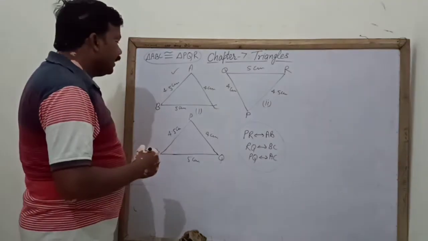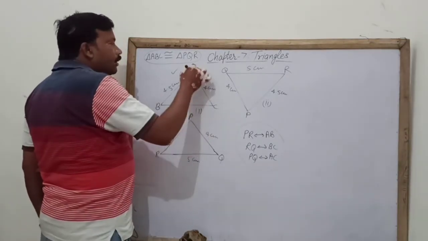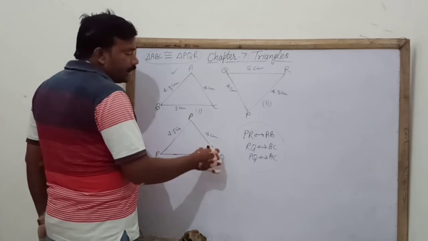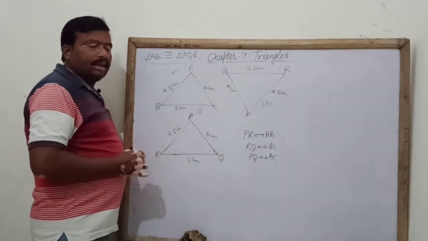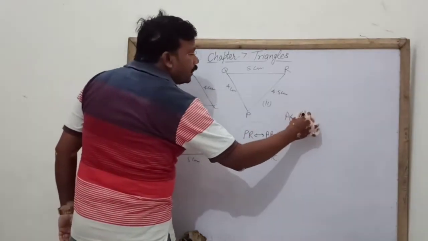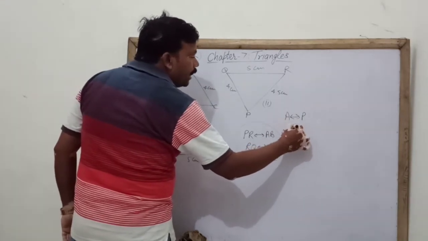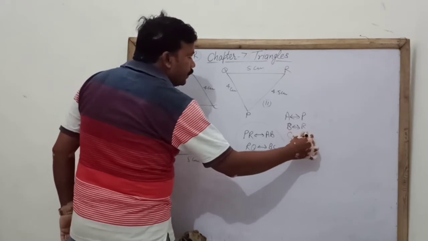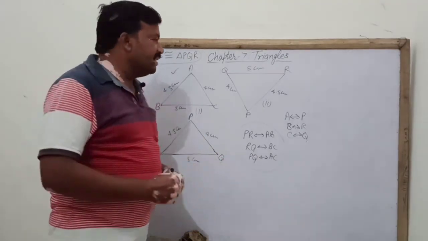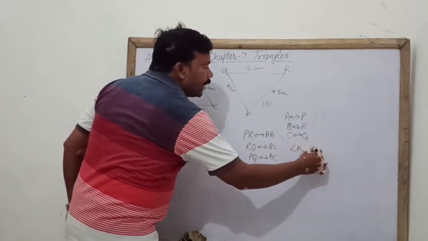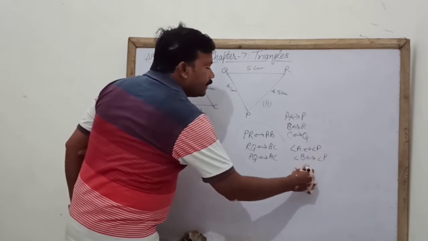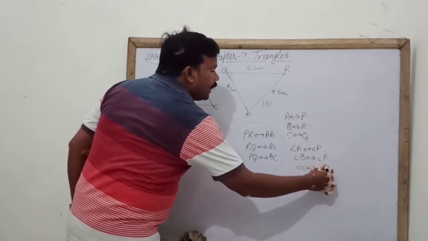And we see that vertex P lies on vertex A, vertex R lies on vertex B, vertex Q lies on vertex C, which means vertex A is corresponding to P, B is corresponding to R, and C is corresponding to Q. And for the angles, angle A is corresponding to angle P, angle B is corresponding to angle R, angle C is corresponding to angle Q.